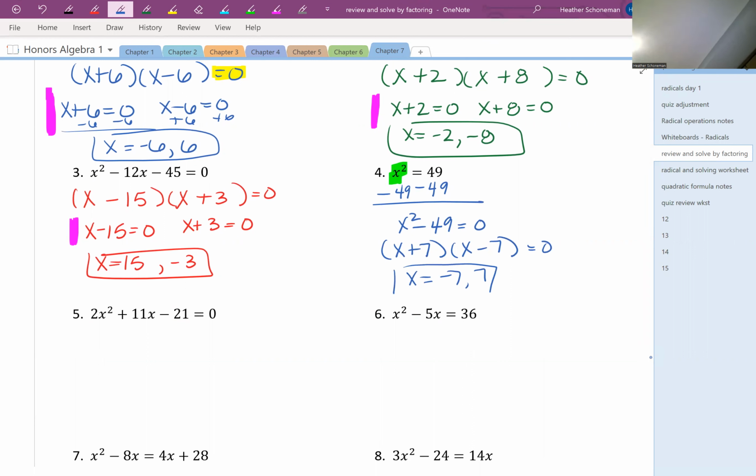Number 2, or just kidding, 5. First step, set equal to 0. It is. Second step, factor. So I'm going to go straight to my 2 parentheses. Because the leading coefficient is not 1, I'm going to guess and check.